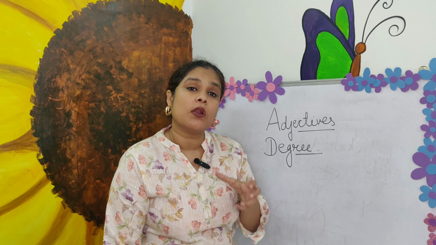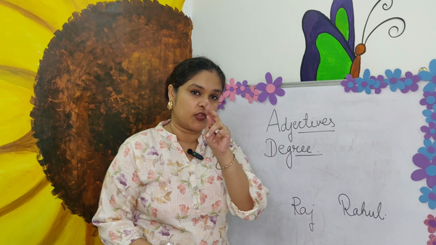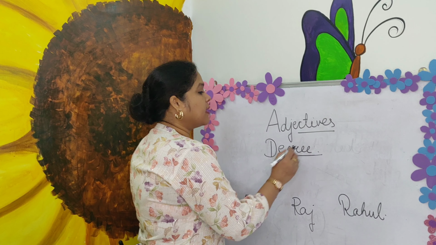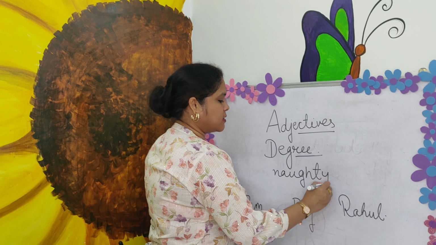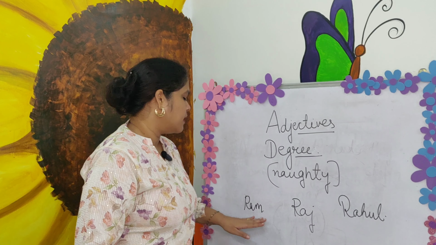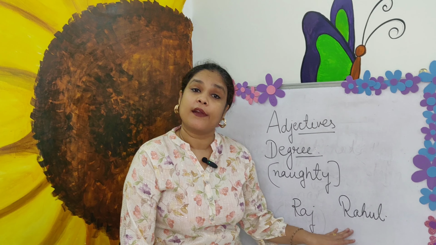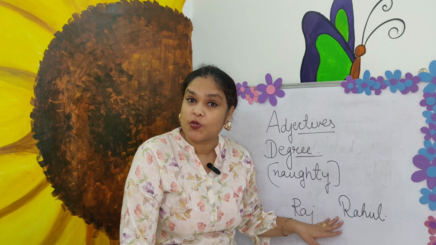How is it possible? For example, there are 3 boys in a class: Ram, Raj, Rahul. Okay? Ram, Raj and Rahul, they are 3 boys in a class, and all of them are naughty. So, there is one trait or one quality which is common in Ram, Raj and Rahul. Ram is naughty, Raj is also naughty, Rahul is naughty as well.